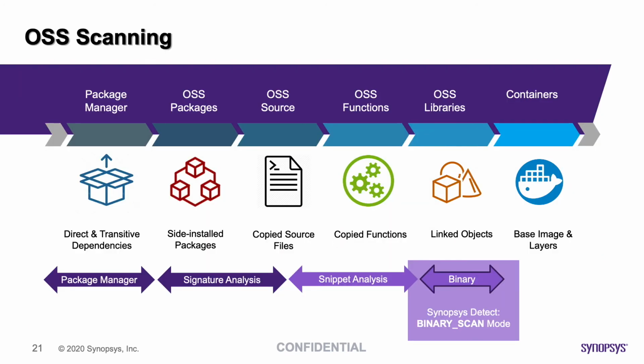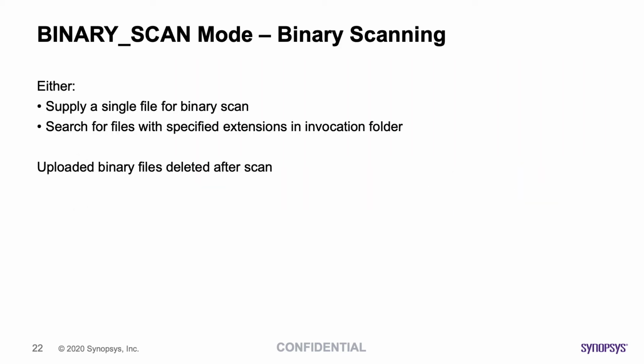Moving on, the next scan type is binary. This is called the binary scan mode. So binary scanning is very straightforward. Assuming you have a license, this requires an additional license. If you do not already have it, then you can actually specify either a single file, which could be a single binary or an archive of binaries for upload, for scanning, or you can use a search technology looking in the invocation folder. So you could say all files of star.zip in a particular folder. The files that are specified for binary scan are uploaded to the server for scanning. They are not looked at by Detect, and they are deleted immediately after the scan on the server so that you don't have any information leakage.